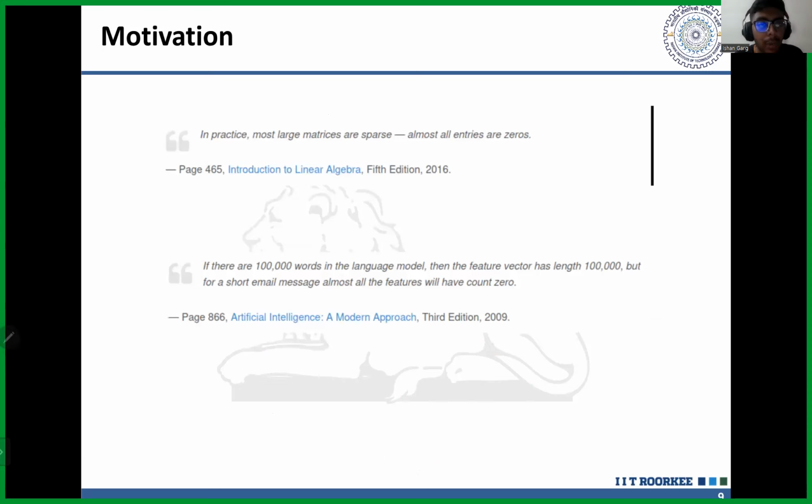It is also stated in the book Introduction to Linear Algebra: in practice, most large matrices are sparse. Almost all entries are zero. If there are 1 lakh words in a language model, then the feature length is 1 lakh. But in a short email message, almost all the features will have count zero, again giving us a sparse matrix.